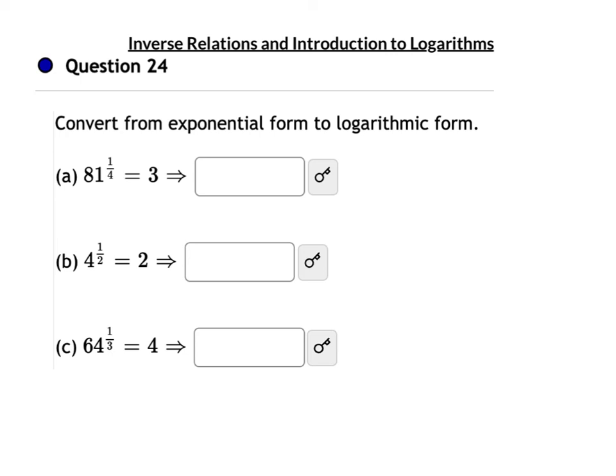We'll convert these to logarithmic expressions. The base of the log is the base of the exponential expression, the log base 81. You know the log is equal to an exponent, which is 1/4. And the log base 3 of 81 then equals 1/4. The second one, the log is base 4. The exponent is 1/2. It's always equal to an exponent. And the log base 4 of 2 is 1/2. The last one is the log base 64. The exponent is 1/3. So the log base 64 of 4 is equal to 1/3.